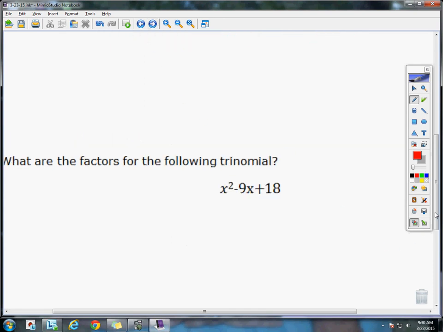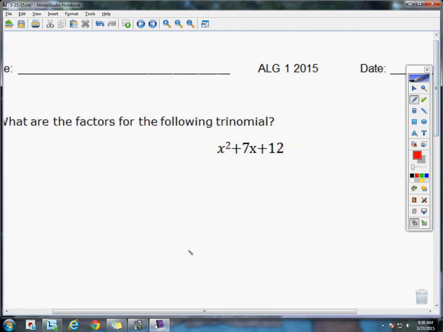Okay. Number 8, it says what are the factors for the following trinomial? Okay, this is in your little journal. You write add above 7, multiply above your 12. Okay, we're going to do our little chart. So you need two numbers that will multiply to get you 12, but add to get you 7. So again, I'm going to write multiply above here, add above here.